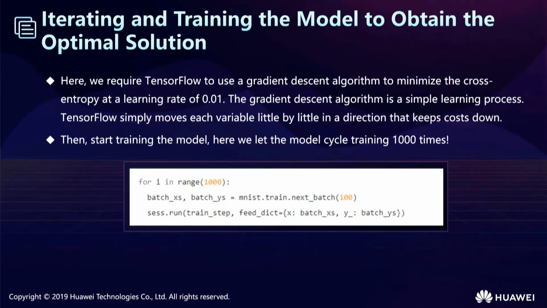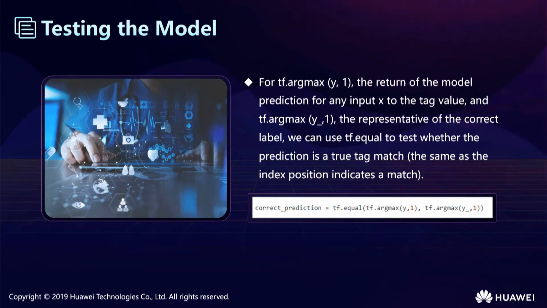And here we start training the model. Let the model train for 1,000 iterations. After we train the model, we should test it and observe whether it performs well or not. In the previous course, we mentioned one-hot encoding, and we can use tf.argmax to get the index of the 1, since it's larger than 0. And we used tf.equal to test whether the prediction is the same as the label.